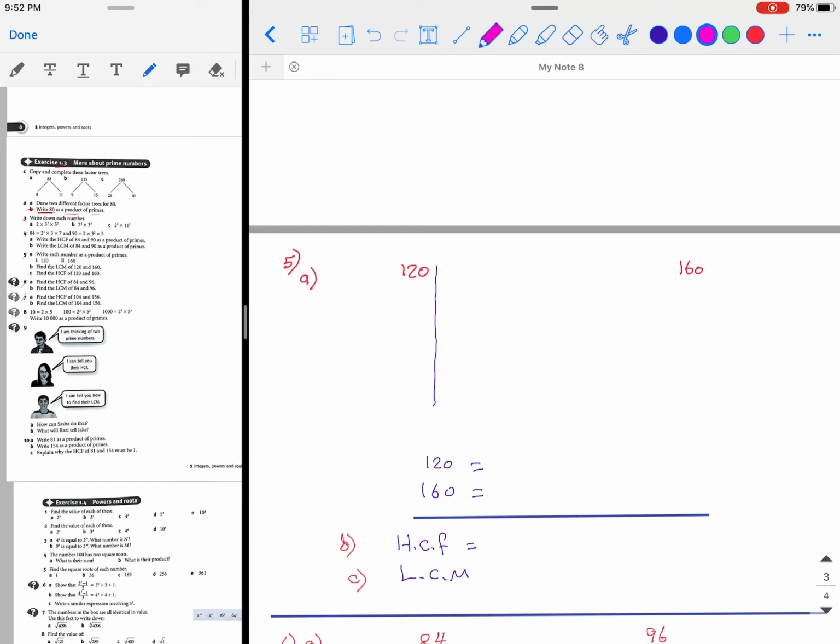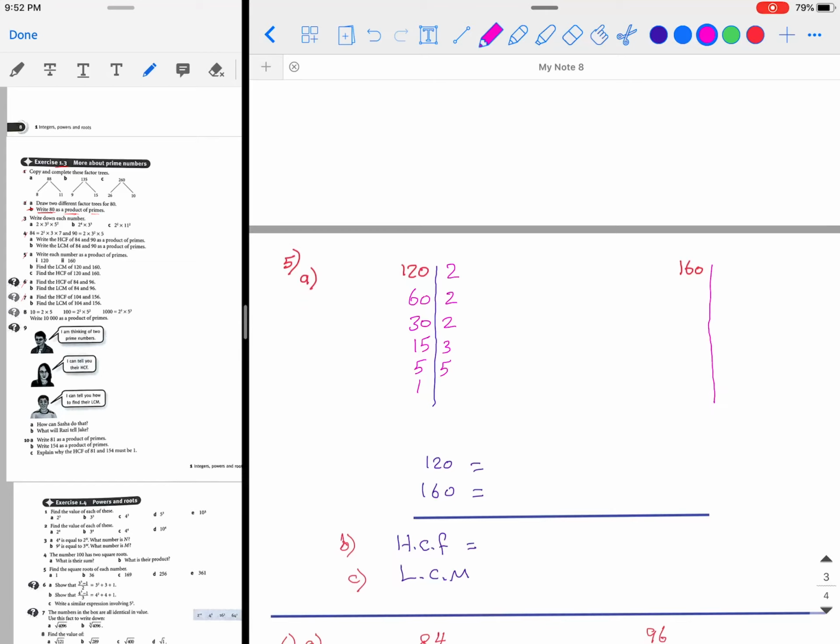I will divide by 2, 120 divided by 2, I will get 60. As we said before, we can only divide it by prime numbers. What are prime numbers? Like 2, like 3, like 5, like 7, and so on. So I will divide again by 2, it will be 30. By 2 again, it will be 15. By 3, you will get 5. By 5, you will get 1.